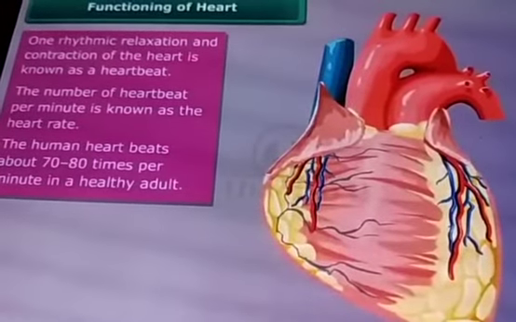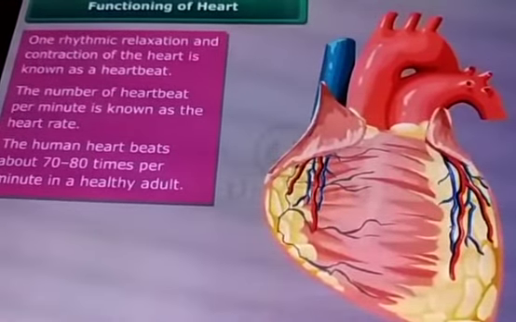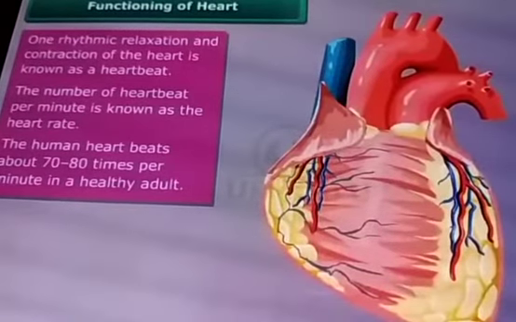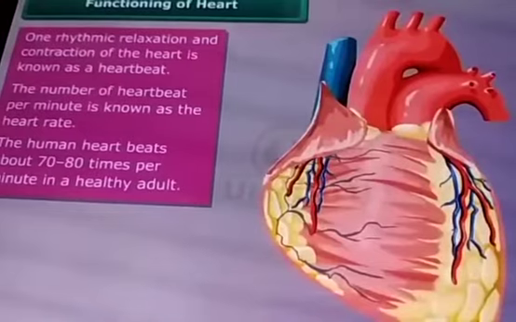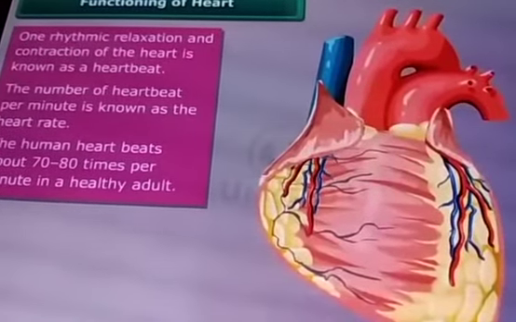The human heart beats about 70 to 80 times per minute in a healthy adult. How many times will it beat? 70 to 80 times in a minute.